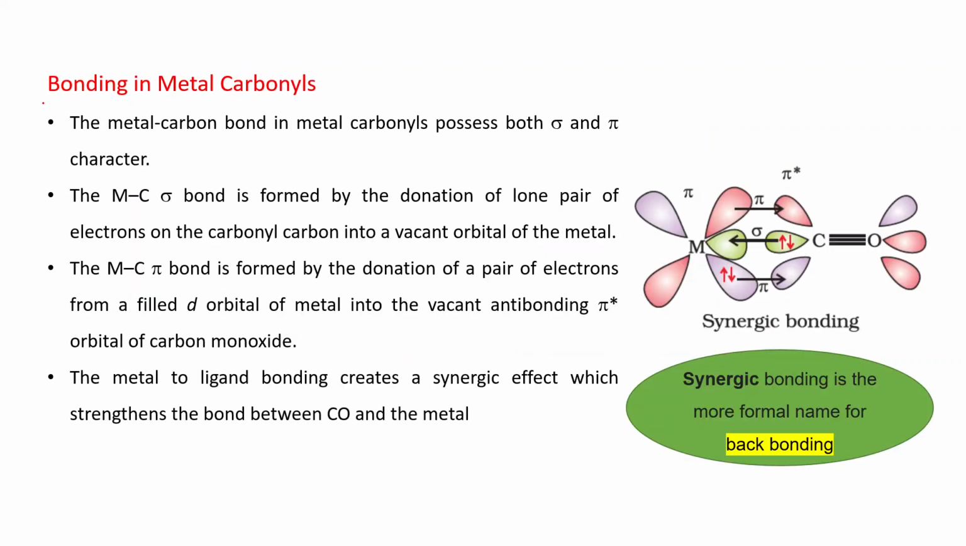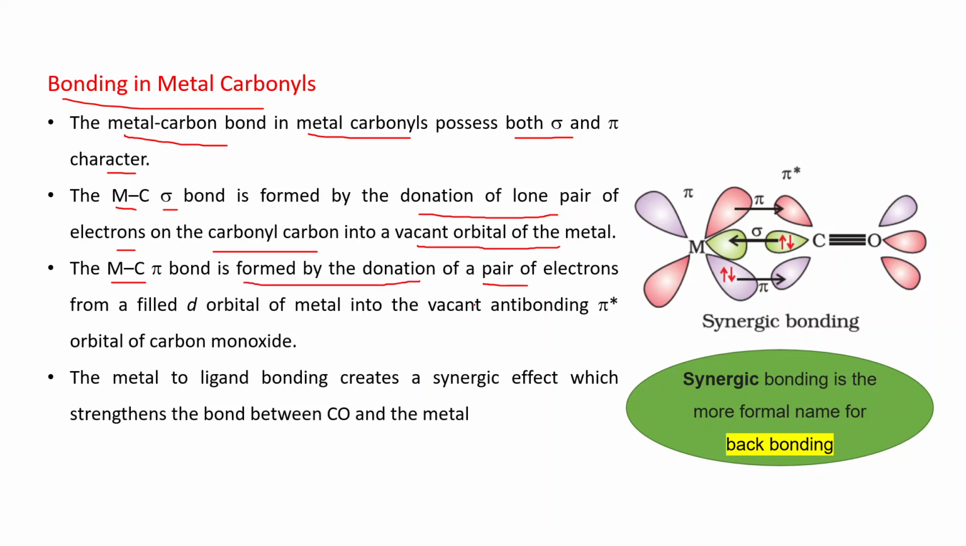Okay. Now, bonding in metal carbonyls. The metal-carbon bond in metal carbonyls possesses both sigma and pi character. The metal-carbon sigma bond is formed by the donation of a lone pair of electrons on the carbonyl carbon into a vacant orbital of the metal. The metal-carbon pi bond is formed by the donation of a pair of electrons from a filled d orbital of the metal into a vacant anti-bonding orbital of carbon monoxide. The metal to ligand bonding creates a synergic effect which strengthens the bond between CO and the metal.